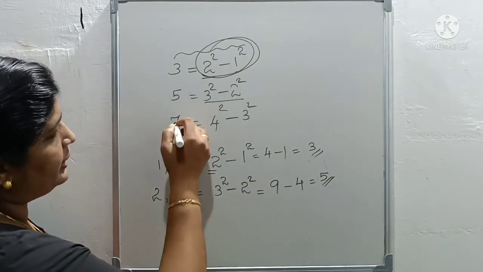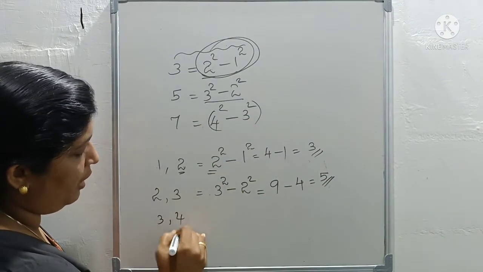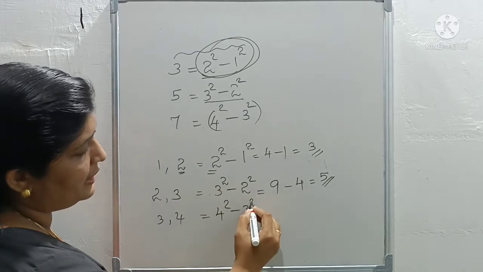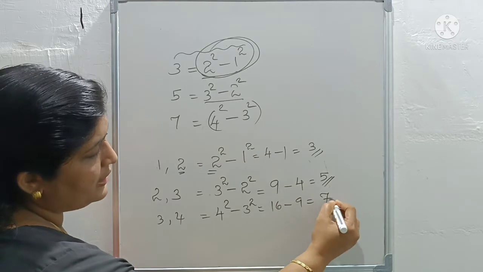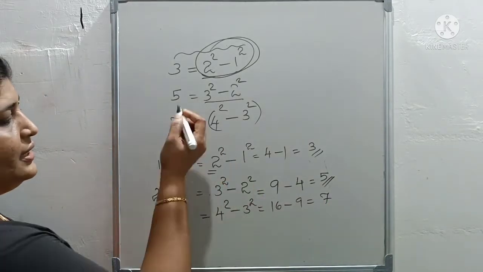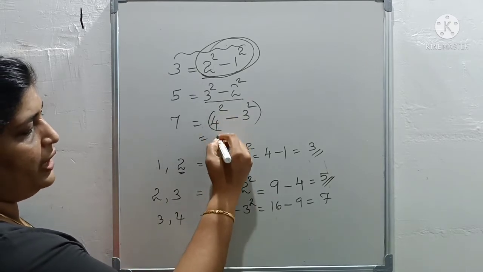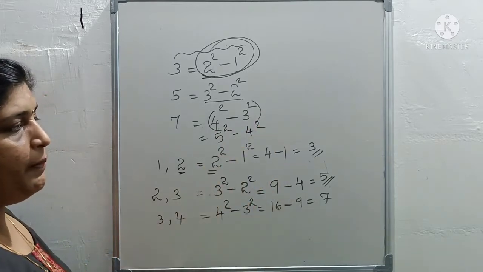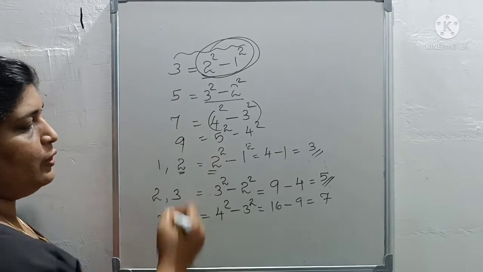Then if we take the next two natural numbers, 3 and 4, we have 4 squared minus 3 squared, which is 16 minus 9, equal to 7. Then how do we write the next line? The next line is 5 squared minus 4 squared, which is 25 minus 16, equal to 9.